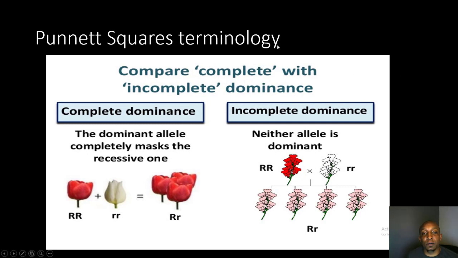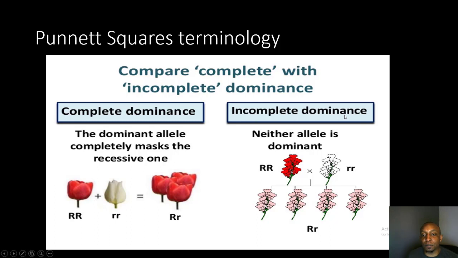And we're going to be looking at comparing complete with incomplete dominance. If you look at complete dominance, the dominant allele completely masks the recessive allele. So here's our homozygous dominant red flower crossed with a homozygous recessive white flower. And if you notice, that homozygous dominant red flower completely masks that homozygous recessive white flower. So that's why all of the offspring are red.